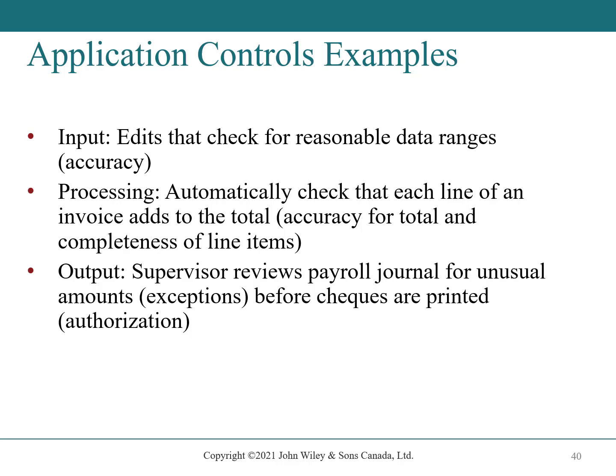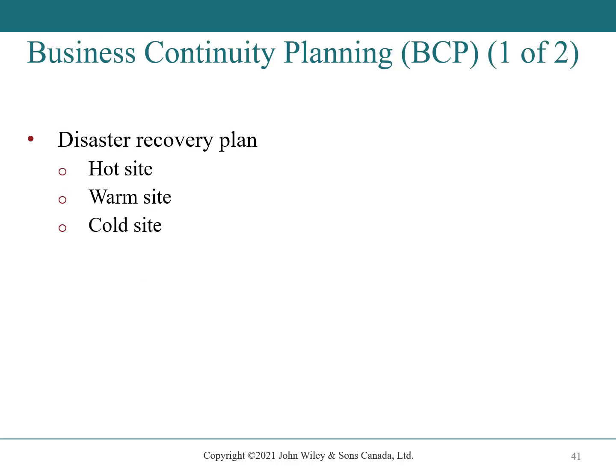The output, the supervisor reviews payroll journal for unusual amounts, exceptions before checks are printed, which is authorization. So in my organization, I wouldn't review payroll checks so much as I would review every payables check that goes out to make sure that it's reasonable and matches to the data before applying my signature to the actual physical check. Business continuity planning, BCP.